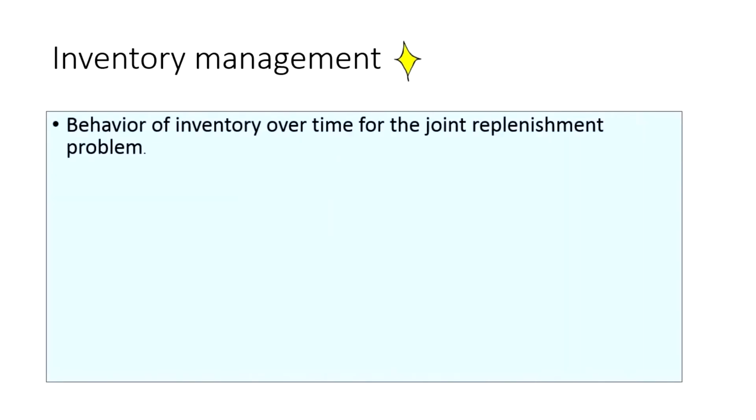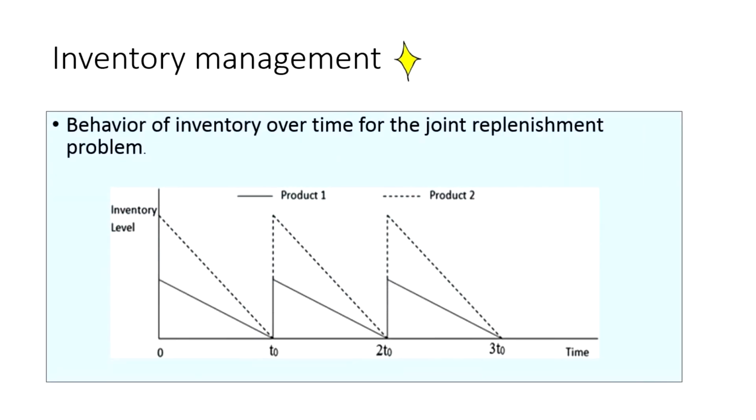Next is the graph of behavior of inventory over time for the joint replenishment inventory. Notice that there are two products here and they have different inventory levels, but both of these two products are out of stock at the same time, and every order has the same quantity of each product.